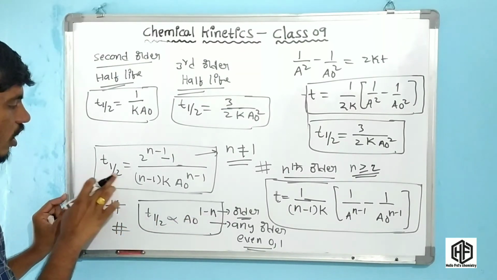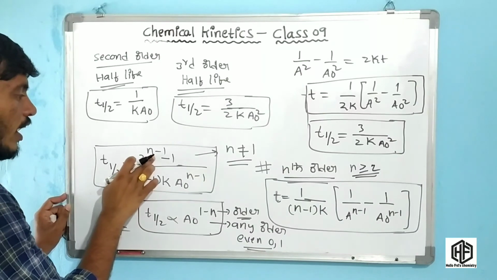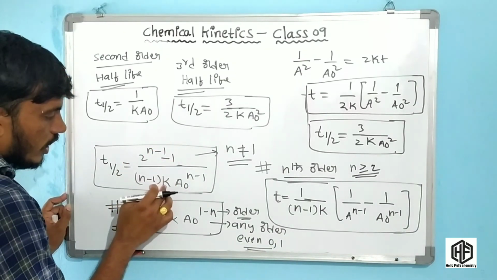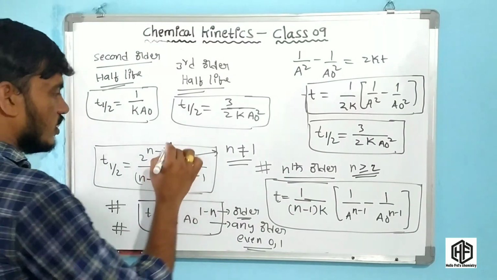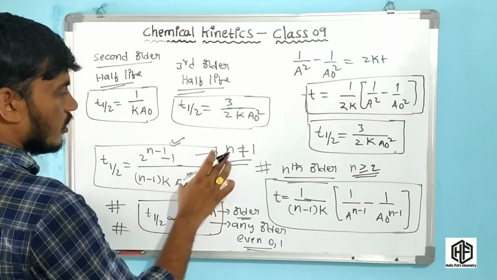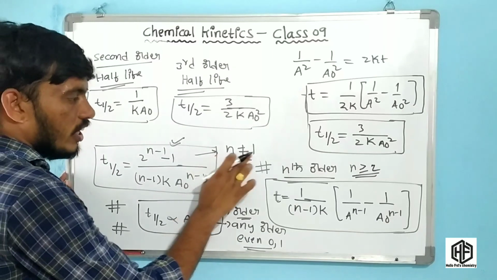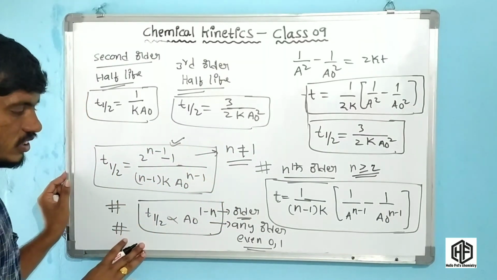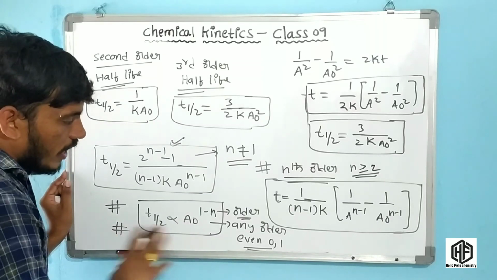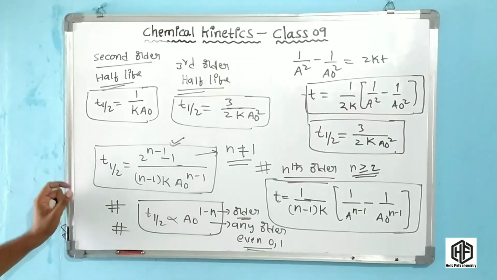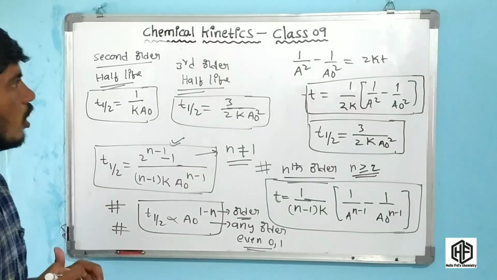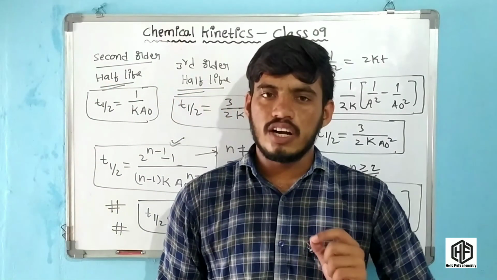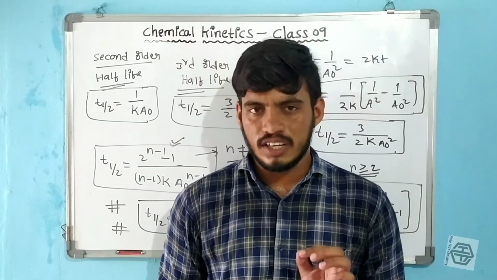But T half is equal to (2 power of n minus 1) upon (n minus 1) into K into A naught power of n minus 1. This expression is only valid for n not equal to 1. But the proportionality expression is valid for any order, even zero and first order. This is the concept of chemical kinetics, the nth order kinetics and third order kinetics and graph representation.